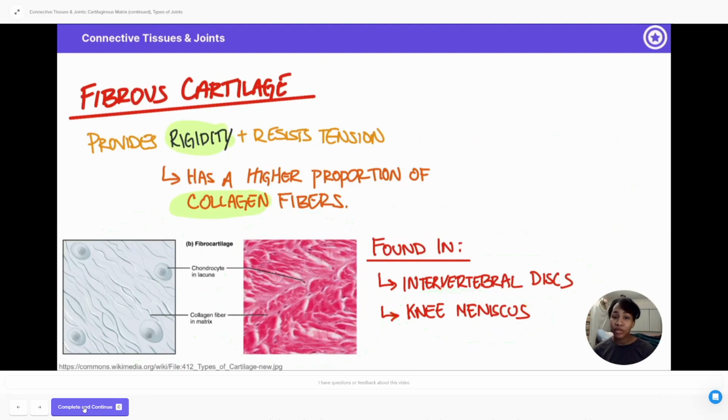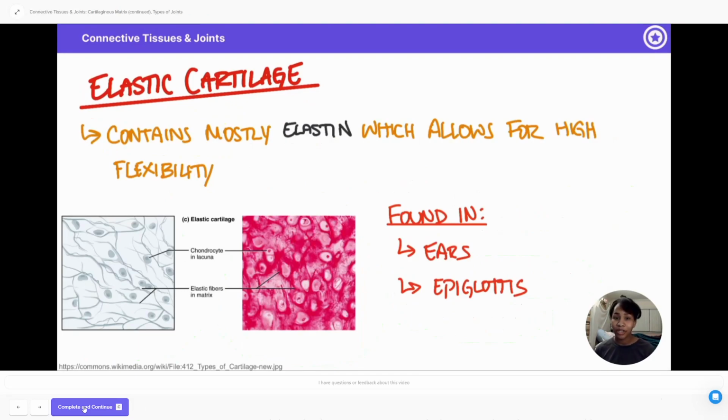That is also a joint that experiences a lot of force generated on it. And lastly, we have elastic cartilage. This is going to be the opposite of fibrous cartilage in that it has a higher proportion of elastin. So this is going to be really stretchy, flexible tissue.